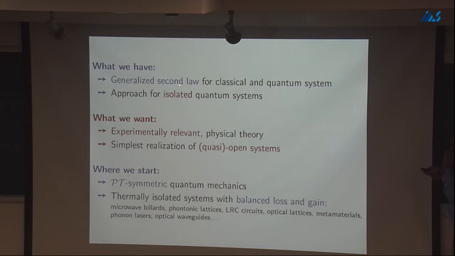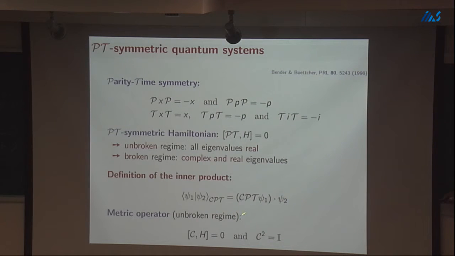So what we have so far is a generalized second law for classical and quantum systems. That's the Jarzynski equality, and its approach for isolated quantum systems. So we want to extend it to an experimentally relevant physical theory, which is the simplest realization of open systems. Okay, so therefore we start with PT-symmetric quantum mechanics, and we'll show how this generalizes, and thermally isolated systems with balanced loss and gain. That's what I'm going to do in the next few minutes. And there are many applications to systems of this kind. Now this I'm going to skip for this audience because you know all about PT symmetry and the CPT norm.